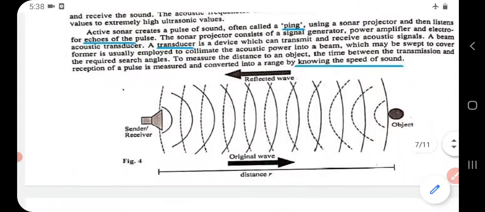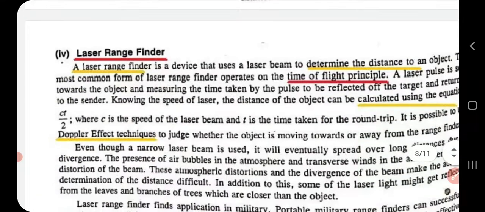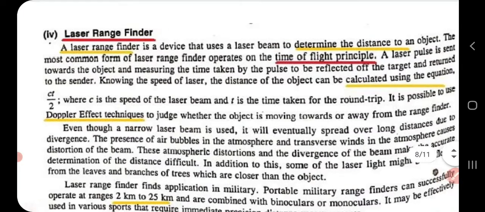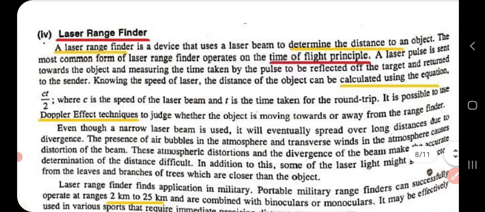Okay. Next one is laser rangefinder. As the name suggests, here laser beams are used for detecting the distance to an object. A laser pulse is sent towards the object, and we measure the time taken by the laser pulse to be reflected off the target and return to the sender. Knowing the speed of the laser, the distance to the object can be calculated using the formula ct by 2, where c is the speed of the laser beam and t is the time taken for the round trip. That means the time taken for the laser pulse to hit the target and come back to the receiver.